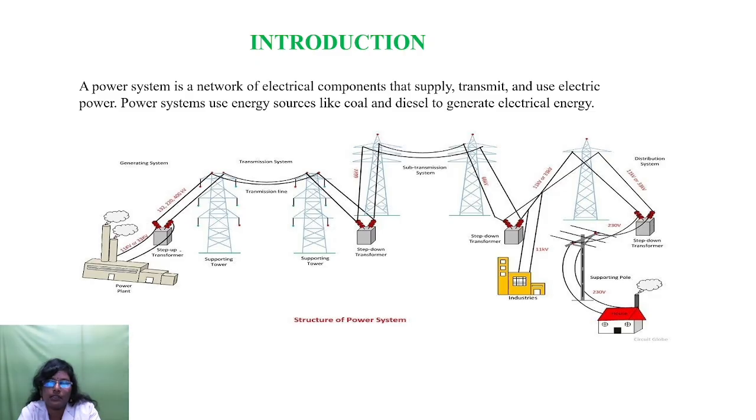In the distribution system itself there are two stages: one is primary distribution and the other is secondary distribution. Once the power is distributed, it is given to the consumers. Here we can see that a bulk amount of power is given to the industries on the primary distribution side, and the remaining power is given to the consumers. On the consumer side, 400 volt for three phase and 230 volt for single phase supply is given to the consumers.